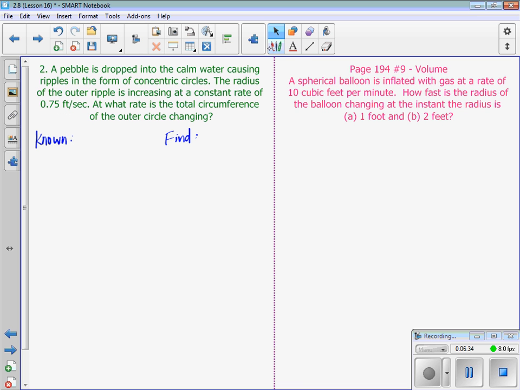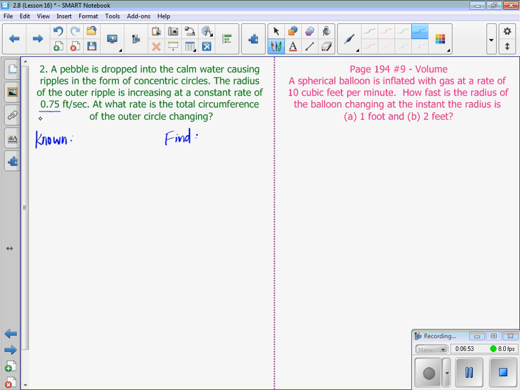Is this going to be positive or negative? The 0.75. Positive, why? Because it's increasing. So if it's increasing, it's positive. If it said something was decreasing, you'd have a negative rate, okay? At what rate is the total circumference of the outer circle changing?